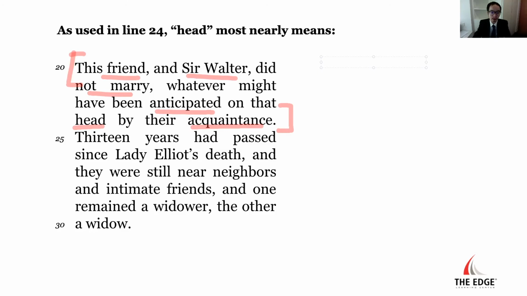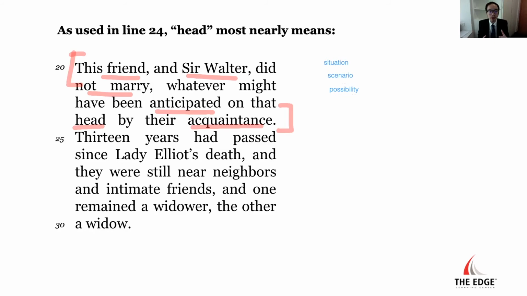So things like situation, or scenario, or possibility. And these are all things that the word head may mean, based on our understanding of that sentence. In that sentence, the acquaintance is anticipating a scenario or a possibility or a situation in which the friend and Sir Walter got married. But in the end, they didn't get married. But it was a scenario that the acquaintance was anticipating.